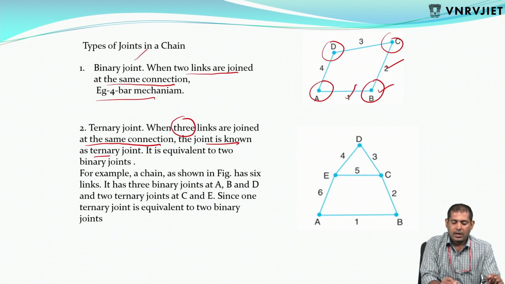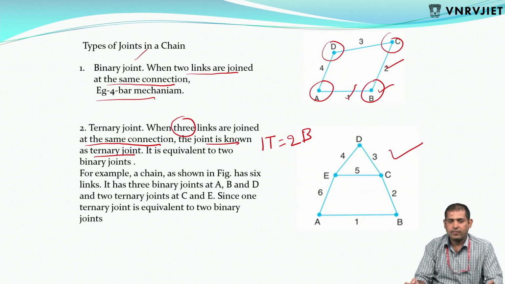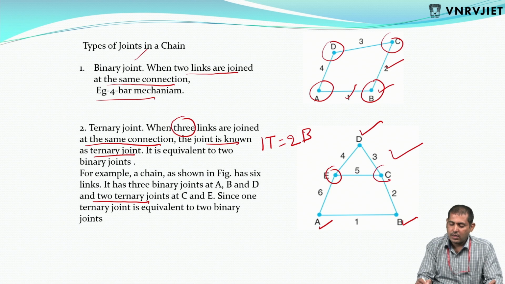is known as a ternary joint. It is equivalent of two binary joints. One ternary joint is equal to two binary joints. For example, in the right side figure, there are three binary joints A, B, D, and two ternary joints C and E.